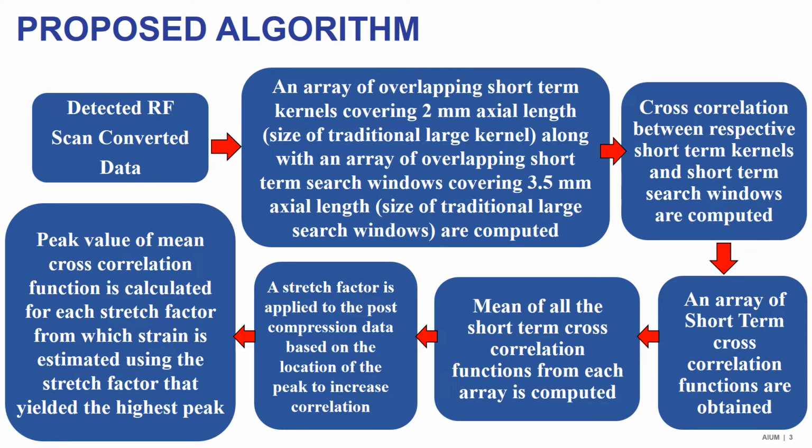Based on the location of the true peak, a stretch factor is applied to the data. The post-compression signal is stretched temporarily using this stretch factor to increase the cross-correlation between the pre- and post-compression signal. Different stretch factors are applied to the data using adaptive means, and the peak of the mean short-term cross-correlation function is calculated for each stretch factor. The stretch factor that yields the highest peak is used to calculate the strain for that data point.